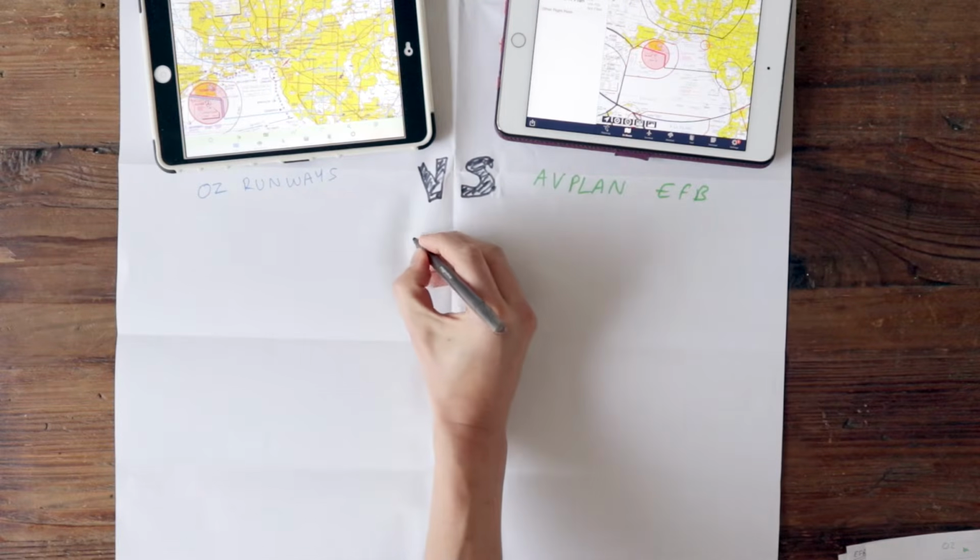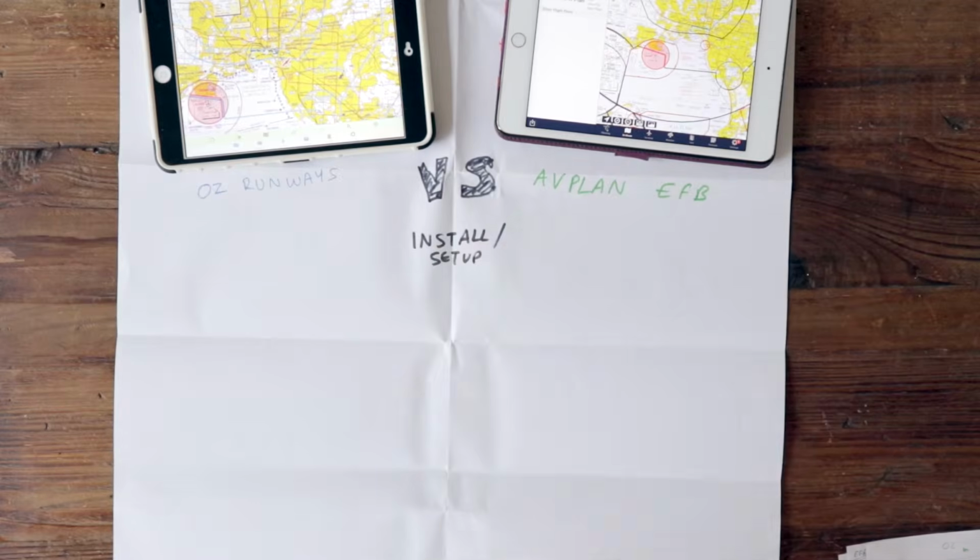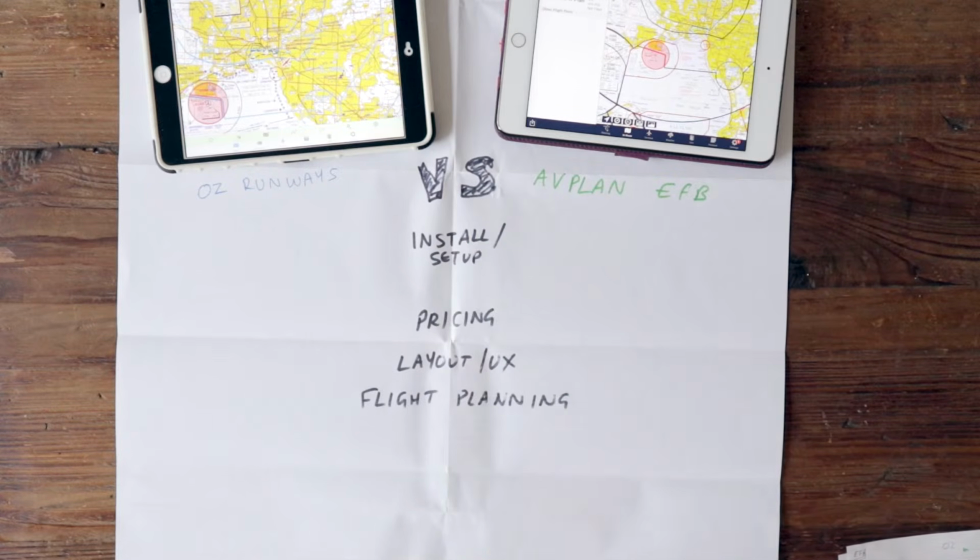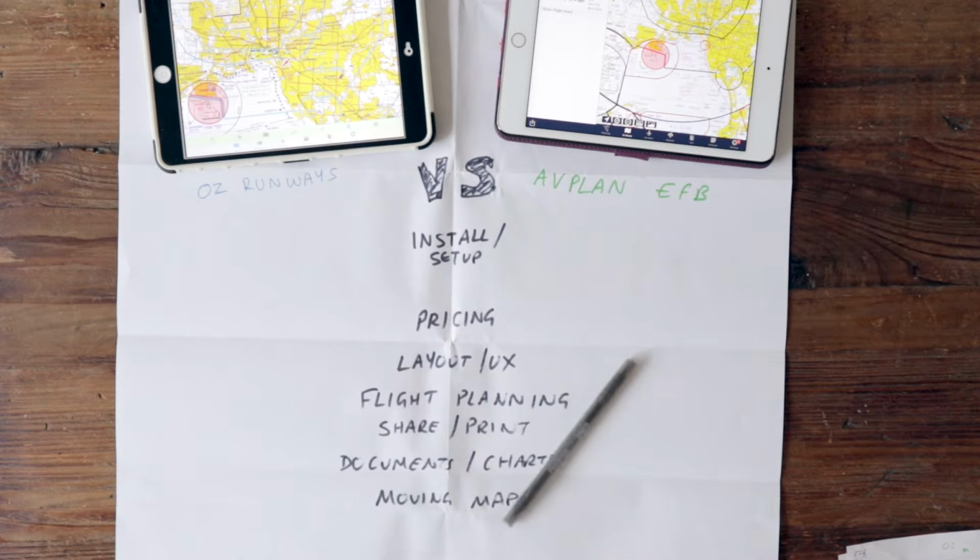So for the last few weeks, I've been testing both AvPlan EFB and OzRunways, and I've been looking at 7 key aspects ranging from the installation and the setup, all the way through to things like the moving map and sharing data. Whilst you can use both of these tools for VFR and IFR, and as a flight planning tool and as a moving map in the aircraft, I'm just going to focus on VFR flying and using both AvPlan EFB and OzRunways as a flight planning tool only.